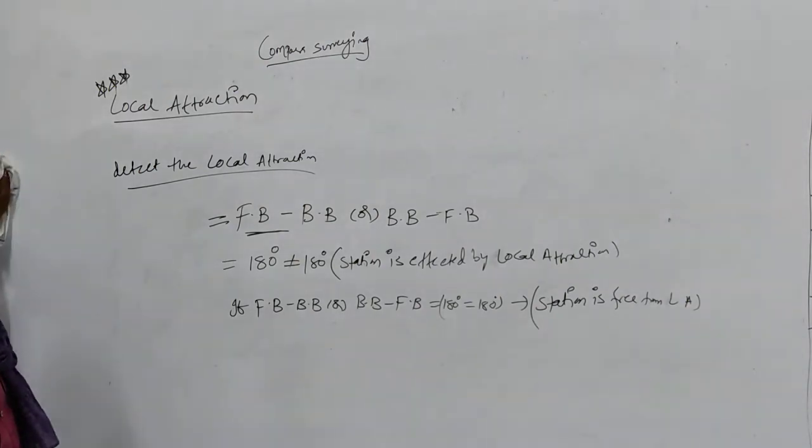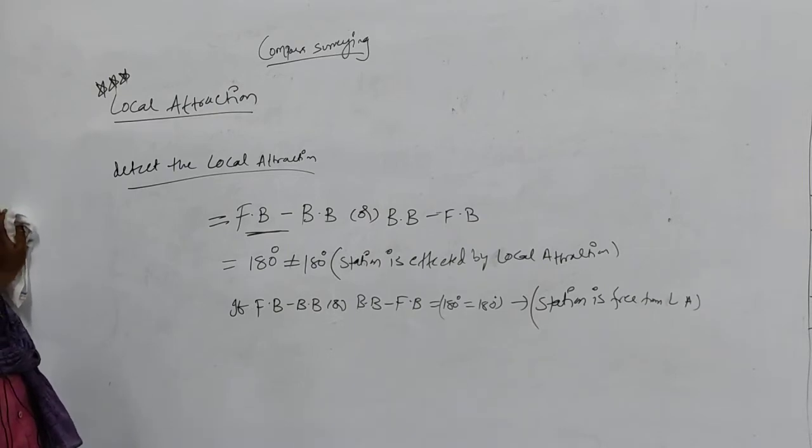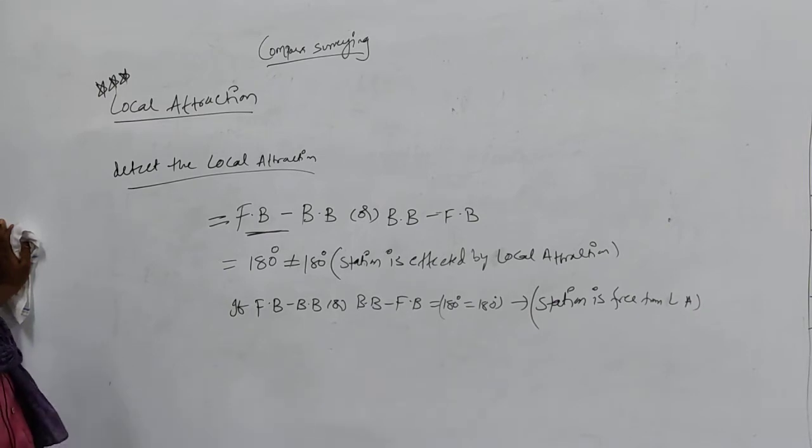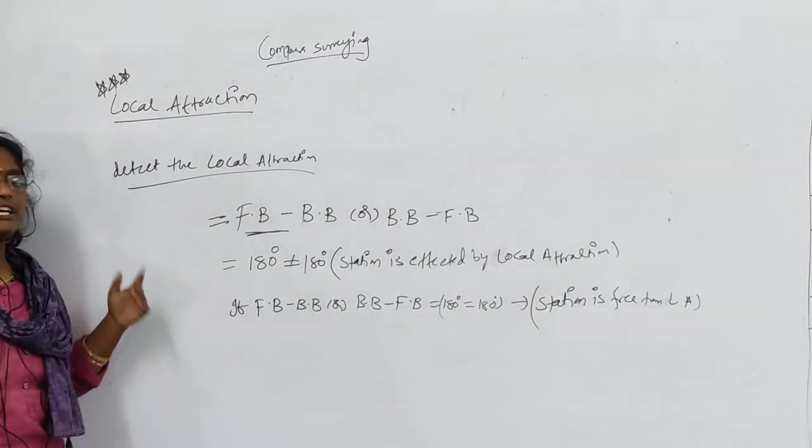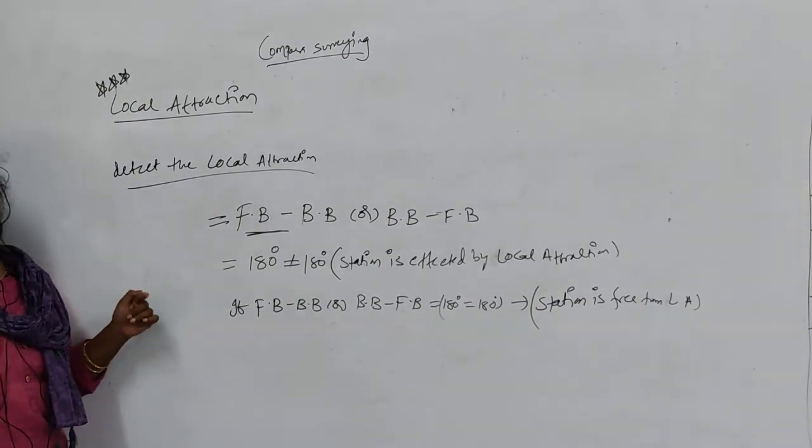So, to find the stations which are affected by local attraction, whatever the fore bearing and back bearing values are, they should differ by exactly 180 degrees. If they do not differ by 180 degrees, then automatically the station is affected by local attraction. Then we need to correct it, and after that we have to plot the diagram.